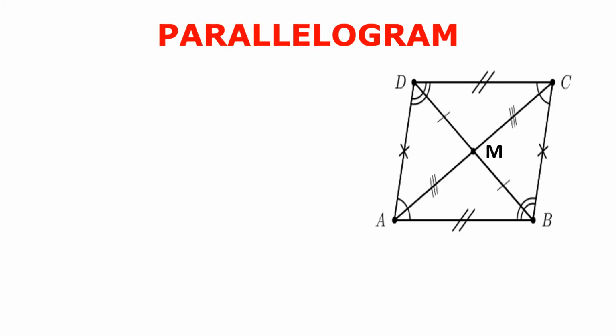So next we go on to the concept of a parallelogram. The word parallelogram, the word parallel is there, no? So that means it has got something to do with parallel. So what is the actual definition of a parallelogram? A parallelogram is a quadrilateral in which the opposite sides are parallel.